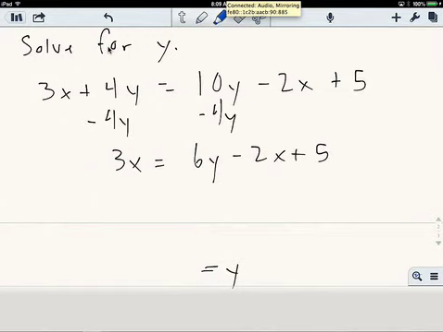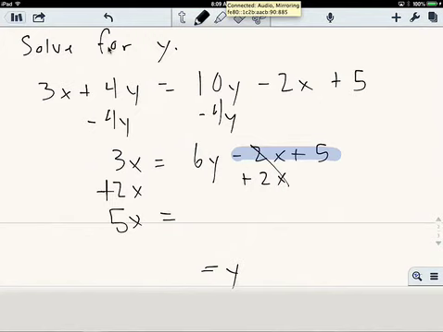And now I have all of this stuff to get rid of. And so I'm going to start by getting rid of the minus 2x by adding 2x. So those will cancel out. 3x plus 2x is 5x is equal to 6y plus 5.